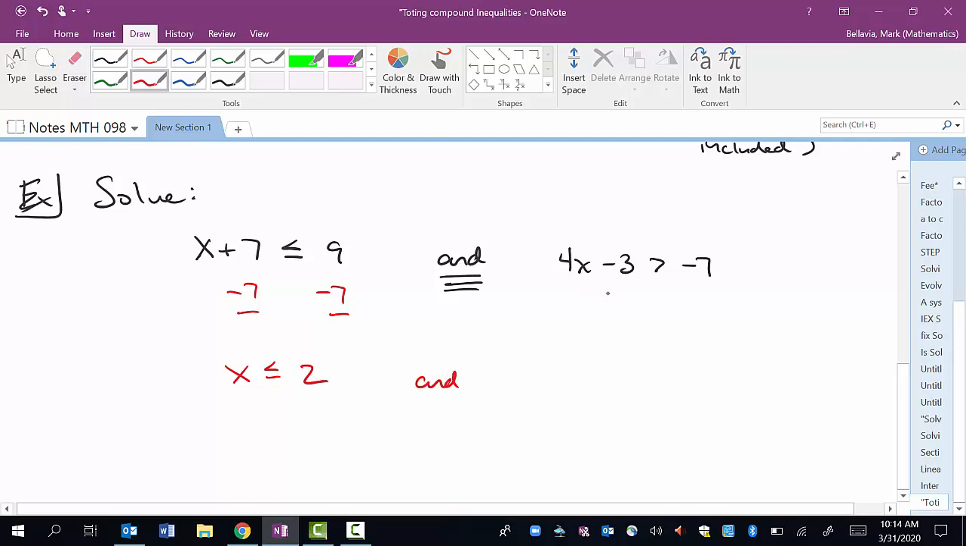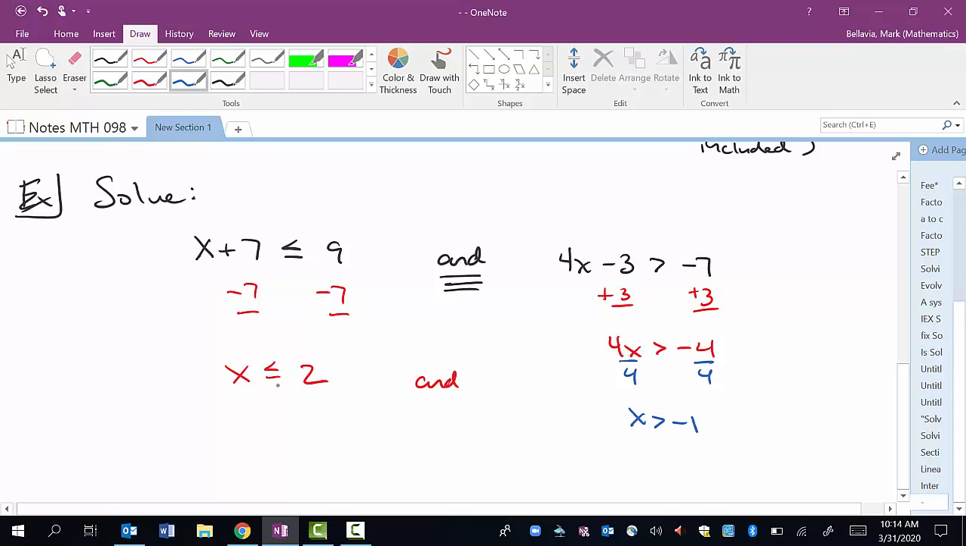4x minus 3 is greater than negative 7. Here we're trying to isolate the x term, so I'll add 3 to each side. End up with 4x is greater than negative 4. And then to solve this, we'll divide each side by 4. And end up with x is greater than negative 1.